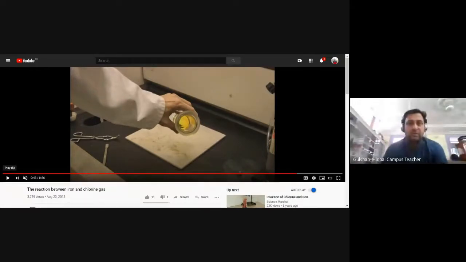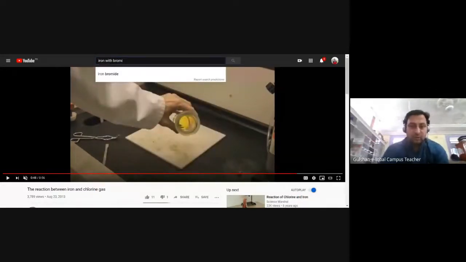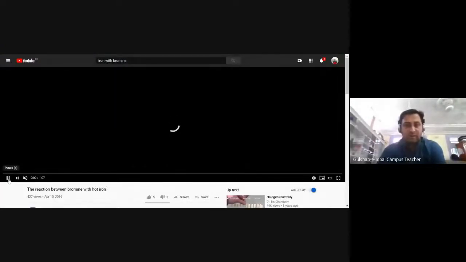Let's see all the three reactions first, then we are going to discuss what kind of things we see in them. Let's see the reaction of iron with the second one we have, which is bromine, and then I'll ask you what kind of differences are present between them. You are going to tell me what the differences are. That's the kind of reactions we are going to see now.